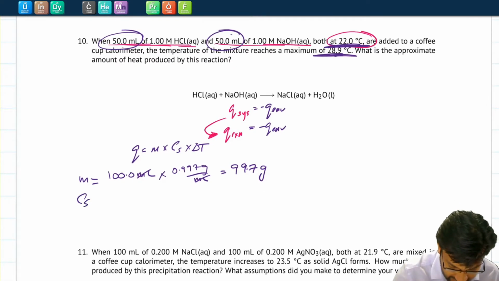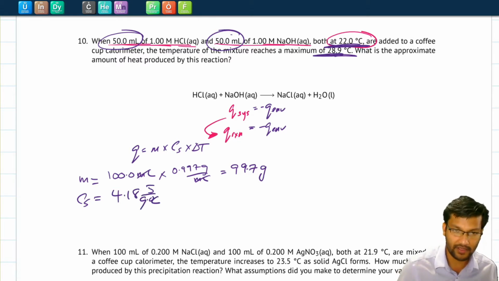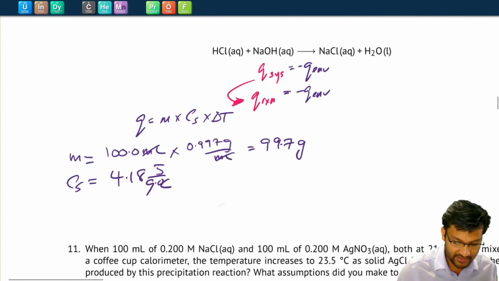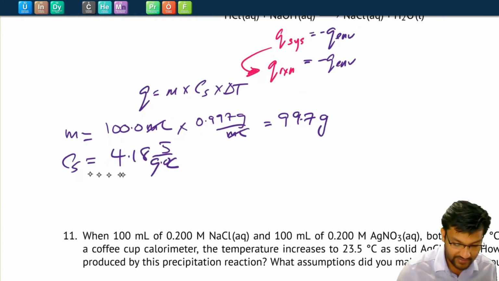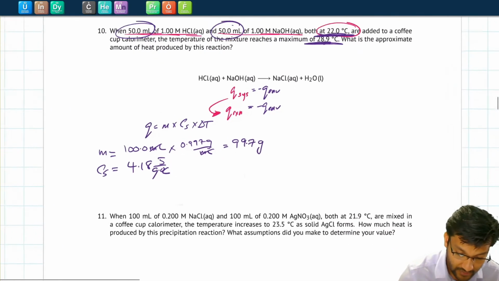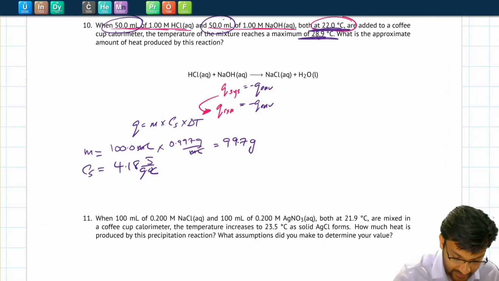We know the specific heat capacity of water, which is 4.18 joules per gram per degree Celsius. That's another assumption that we're going to make. We're going to assume that this solution, that's the solvent, is water, because in any solution, there are going to be billions of water molecules for every one solute molecule. So we can pretty much assume that the specific heat capacity of that solution is the same as the specific heat capacity of water, because they didn't tell us otherwise.